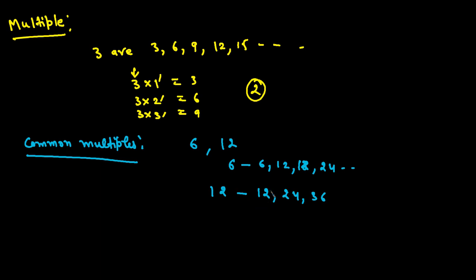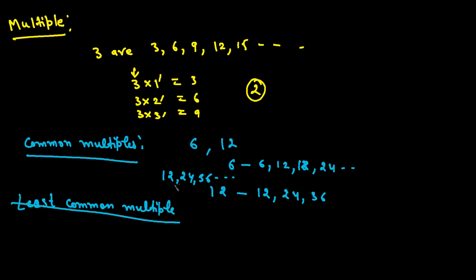So what are the common multiples of 6 and 12? It's going to be 12, 24, and 36, and there might be more that are common to 6 and 12. Then we're going to find the least common multiple. Out of those common multiples, which one is the least number? If we look carefully, 12 is the smallest common multiple of 6 and 12. So the least common multiple for 6 and 12 is 12.